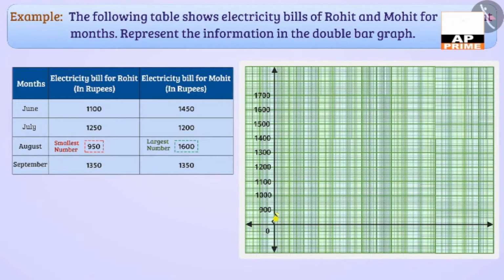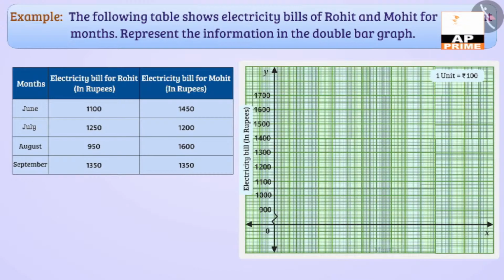We will draw a zigzag line to show that we are not showing numbers from 0 to 900. It will be easy to use this scale as there is no number from 0 to 900. We can take 1 unit is equal to 100 rupees as scale. Similarly, we can also take this scale as 1 unit is equal to 200 rupees. Let us take 1 unit is equal to 100 rupees scale and show the electricity bill on the y-axis in rupees.